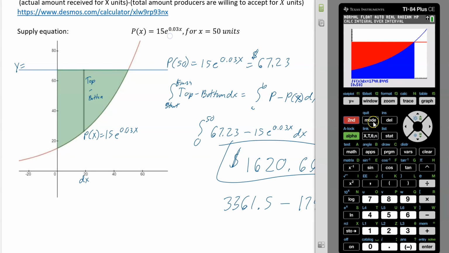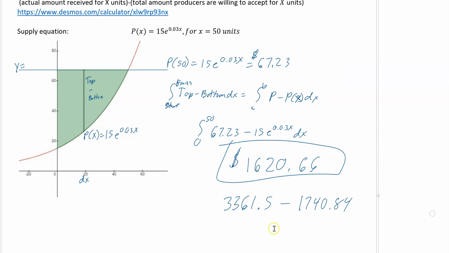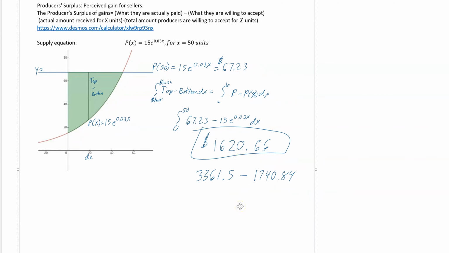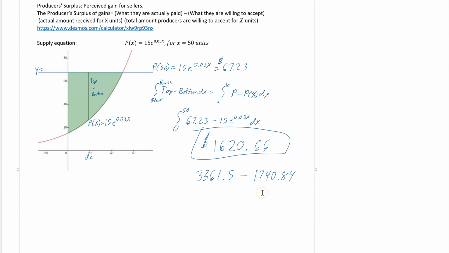Yep. And then if we subtract those, 3361.5 minus 1740.84. Let me just zoom that in a bit. There it is, 1620.66. So however you want to do it, but obviously using the integral is going to give you the correct answer. This may be off a little bit, but that's all it is.